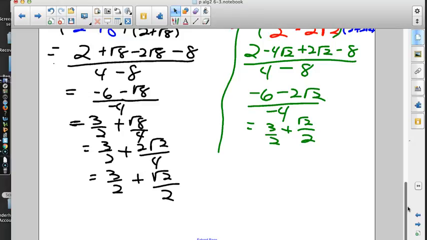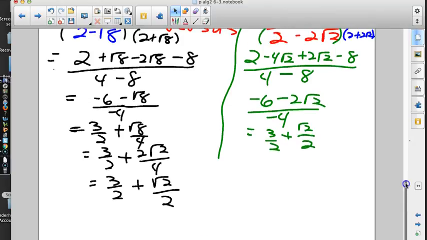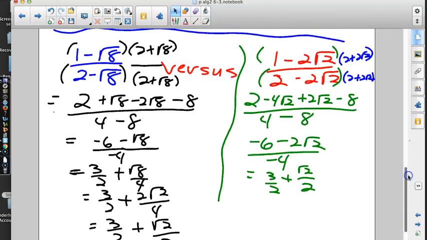The question is, which one is easier? And I did some steps in my head, so you can't just look at how many steps it is. You know, talk to your partner. I mean, is it easier to multiply 2 square roots of 2 by stuff, or is it easier to multiply by the square root of 8?